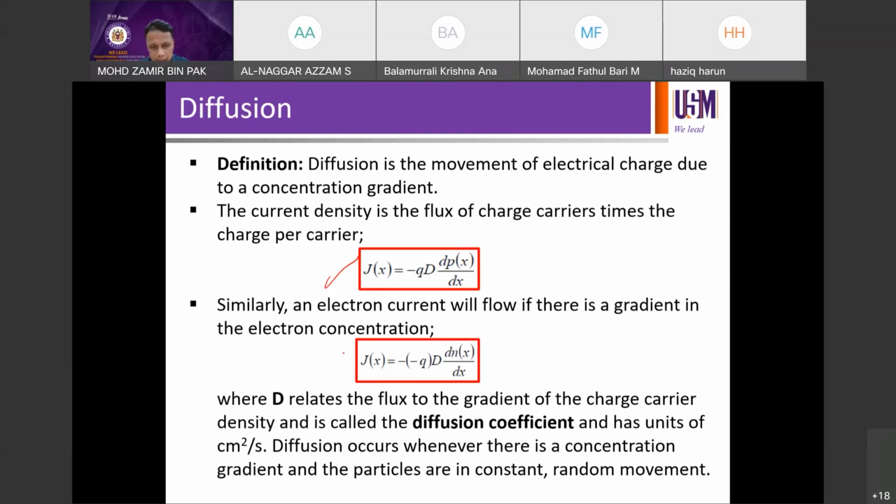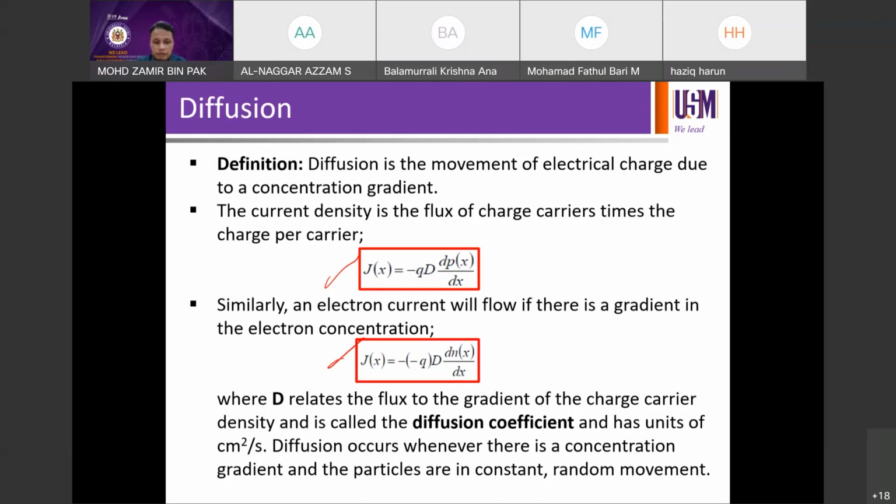So for the electron, you can say Jx. You can even label this as J diff hole, J diff electron. It can be done as well. So negative q, which makes it positive, times D, diffusivity, times dn/dx, right?